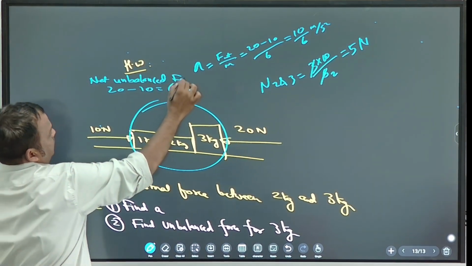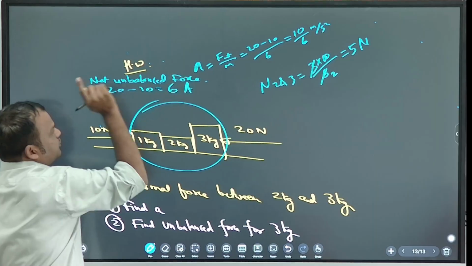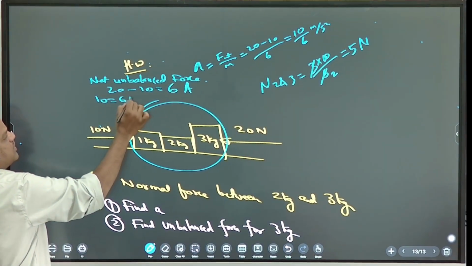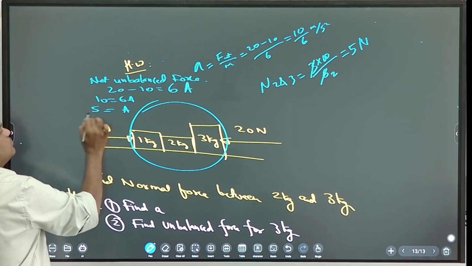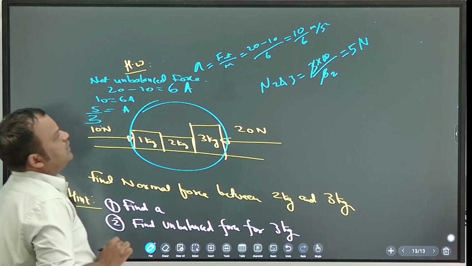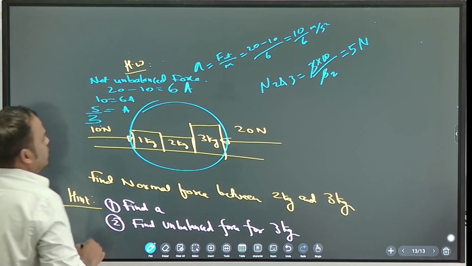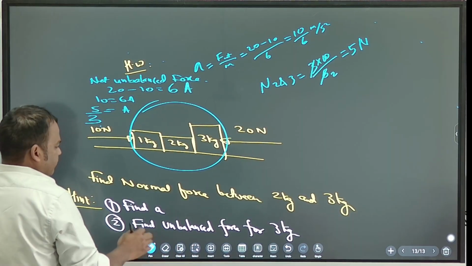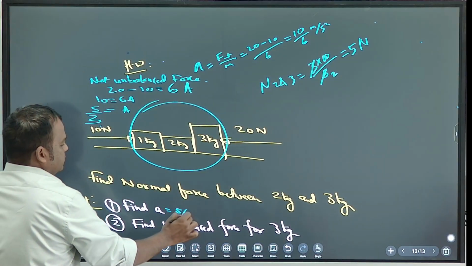Net unbalanced force is equal to total mass into acceleration. So 10 is equal to 6a. So what is a? 5 by 3, correct? Good. 5 by 3. Acceleration is 5 by 3.